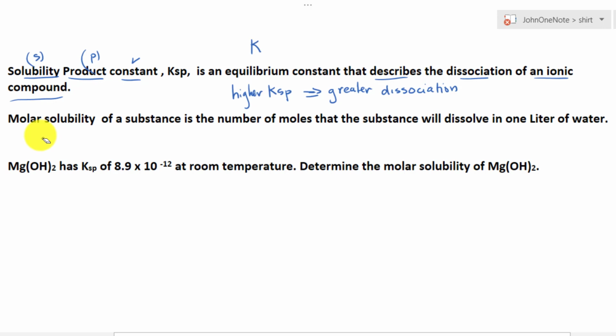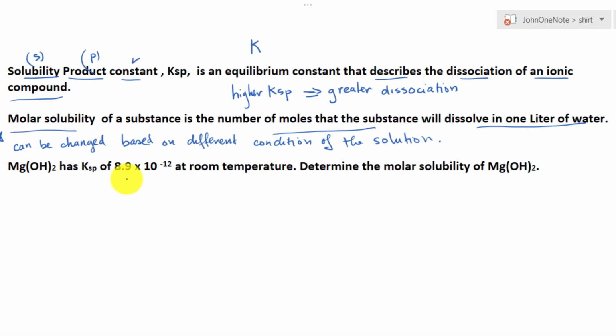Then we also have another term called molar solubility. Different substances will have different molar solubility, which indicates the amount of substance that will dissolve in 1 liter of water. And one thing you need to realize is that this molar solubility can be changed based on different conditions of that solution.